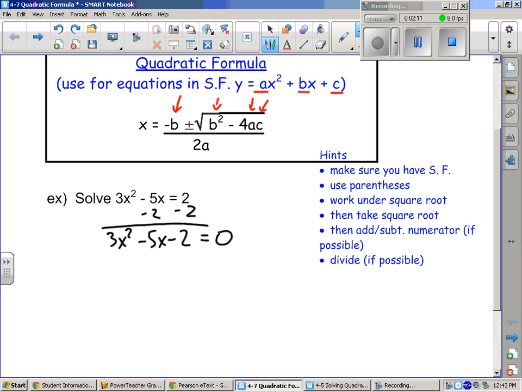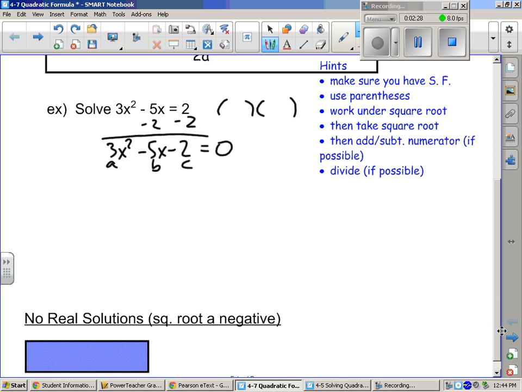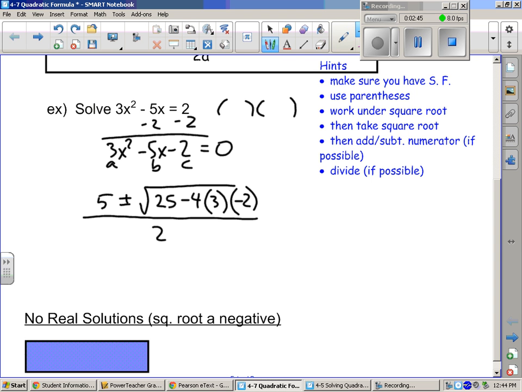Good job. Okay. Now, if I want to, I can try to factor that into the two parentheses, but I'm going to find out that it doesn't work. The numbers don't work out. So this is A, this is B, and this is C. Let's put that in our formula. Negative B is positive 5, plus or minus the square root of B squared, which is 25, minus 4 times A, which is 3, times C, which is negative 2, and then put it over 2A.